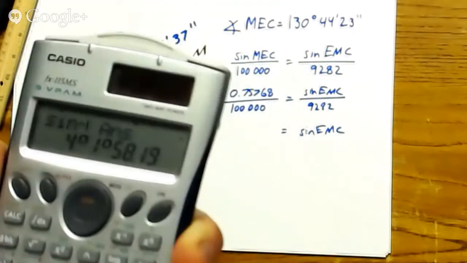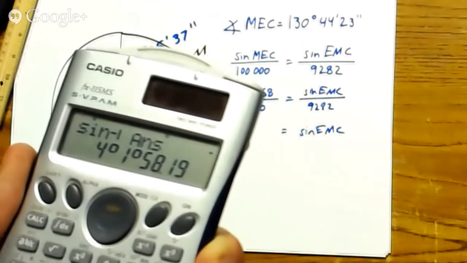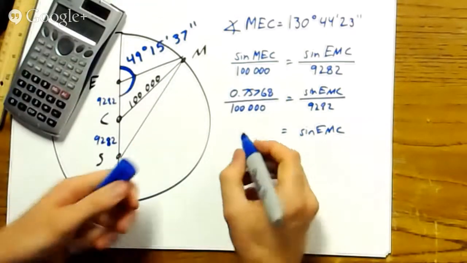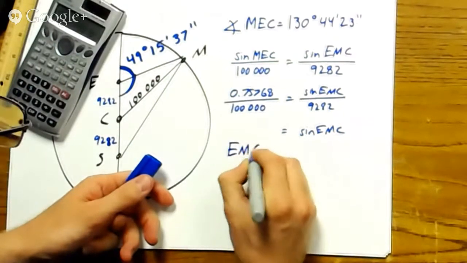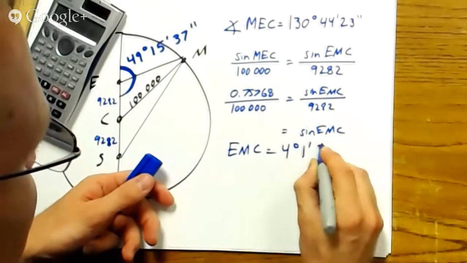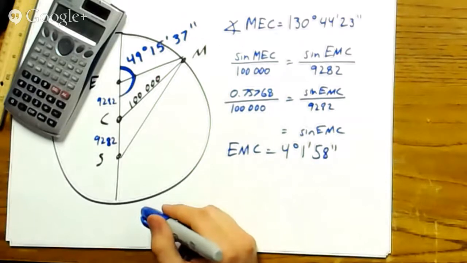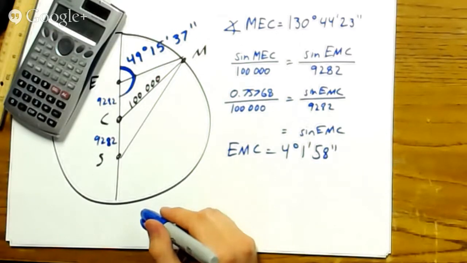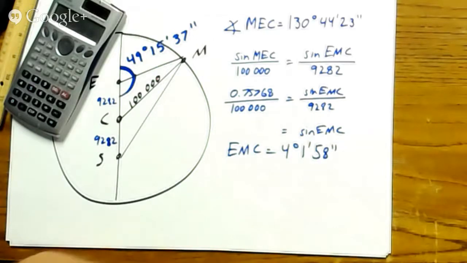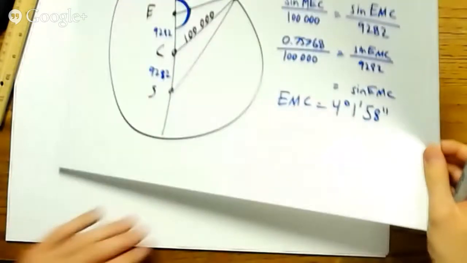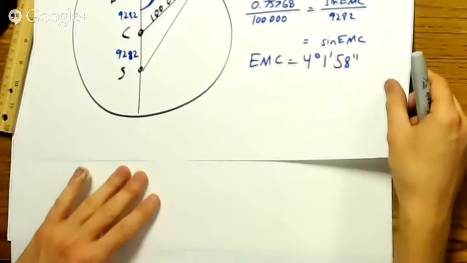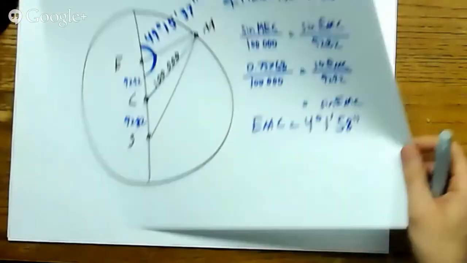So 4 degrees, 1 minute, 50 seconds. Is that what you got, Anastasia? Let me pull it up. I took a picture of it. Yeah, I got 4 degrees, 1 minute, 58 seconds. Great.